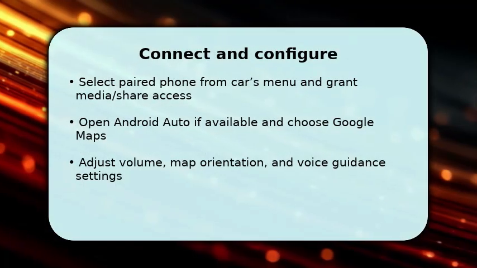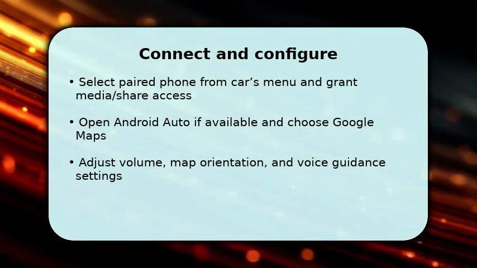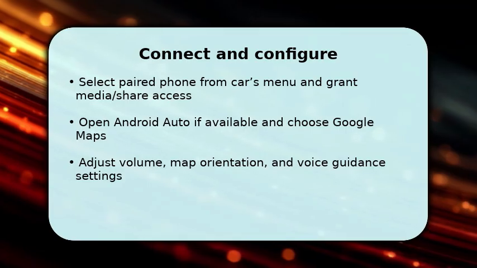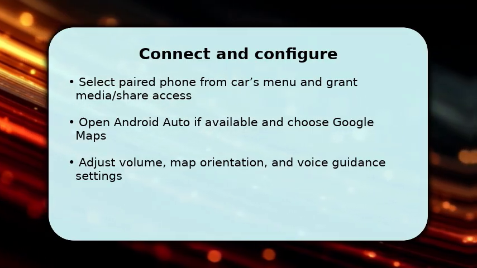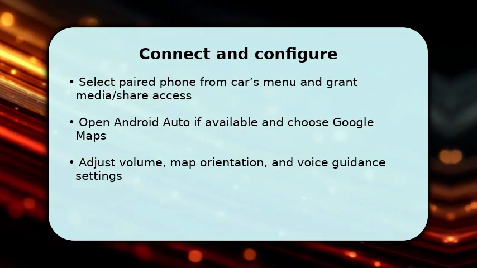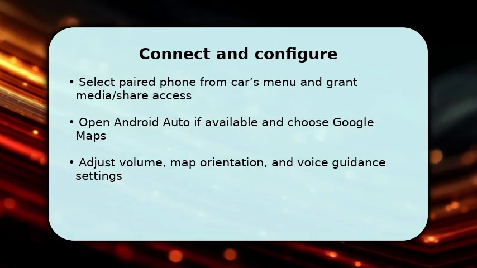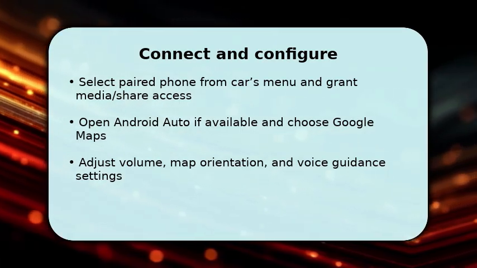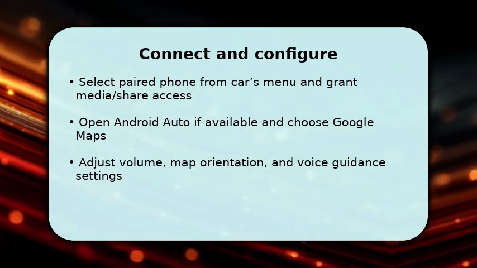With pairing complete, you connect. Choose your phone on the Kwid screen and approve media and contact sharing prompts. Then launch Android Auto or the car's phone projection. Select Google Maps as the navigation app. You should see the map on the display. If not, reselect projection mode.